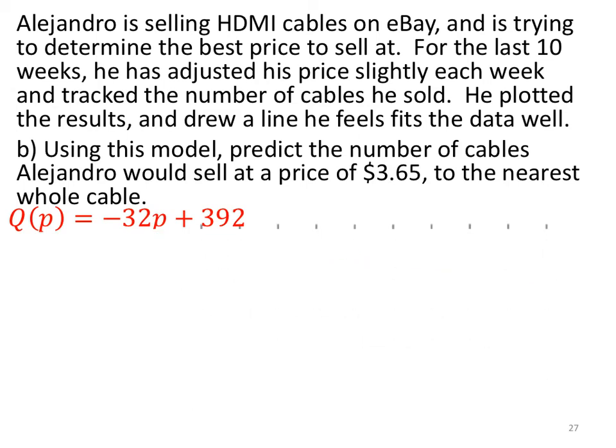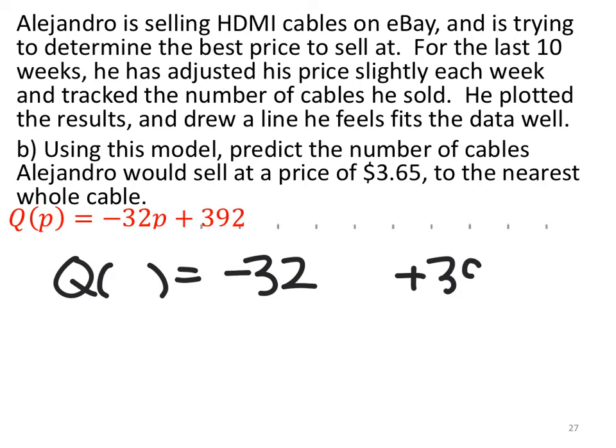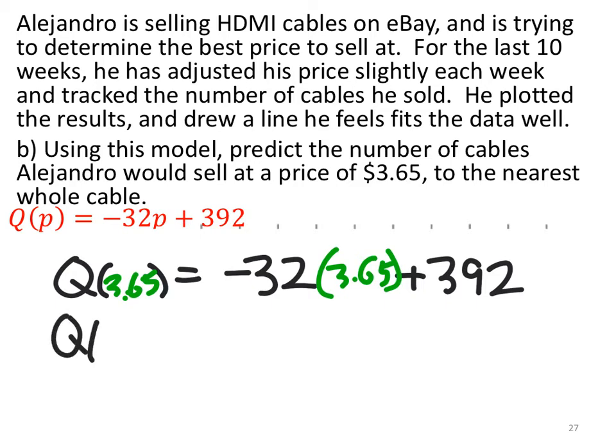Alright, so we got Q of P, but we know the price now, in this case, is $3.65. So Q of 3.65 equals negative 32 times that 3.65 plus 392. Alright, so how many will you sell, Alejandro? Let's find out. So that's going to be Q of 3.65 equals, let's put that in the calculator. Alright, so that's what we get.